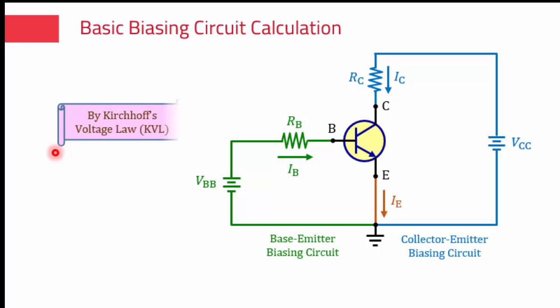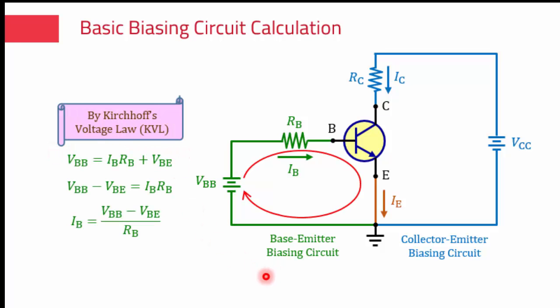By applying Kirchhoff's voltage law on the base emitter biasing circuit, we can derive an equation for the base current. When applying Kirchhoff's voltage law, we can either select a clockwise closed path or an anti-clockwise closed path. Pick any point as a starting point of the closed path. For example, the positive terminal of the supply VBB.